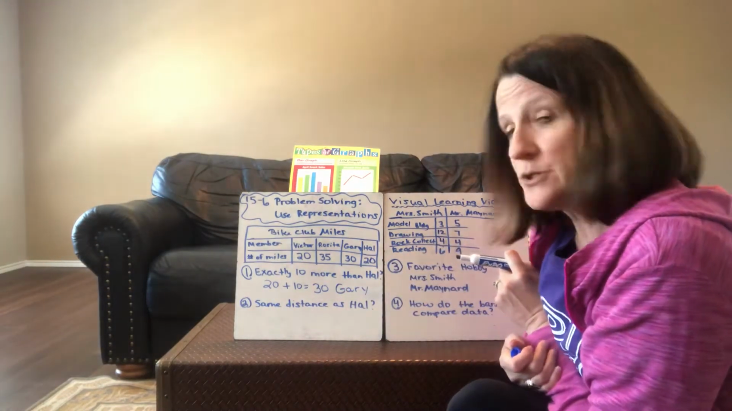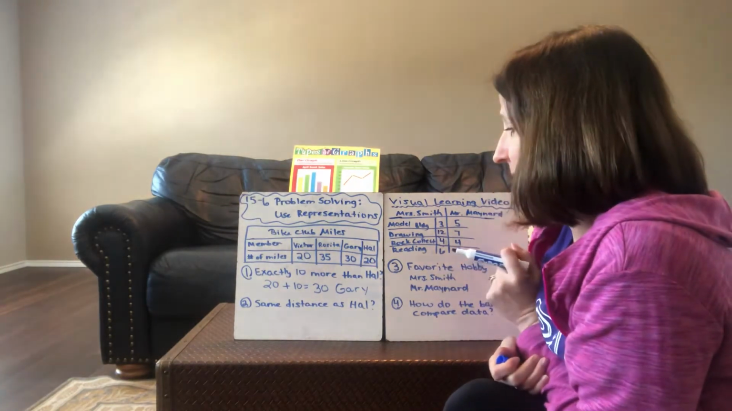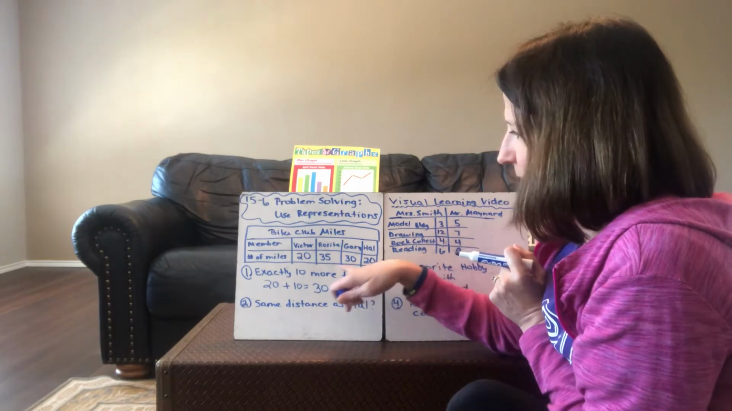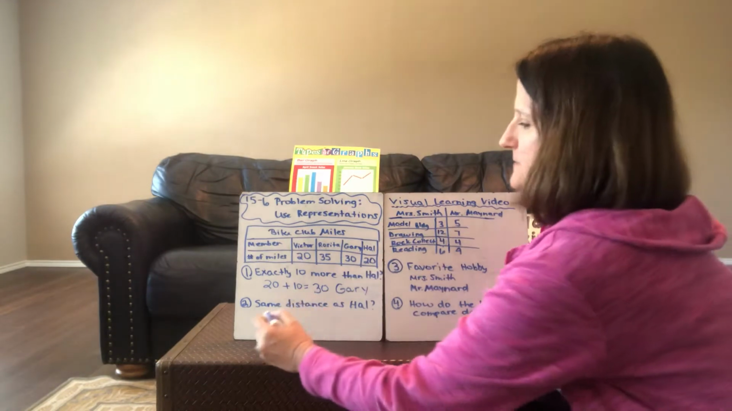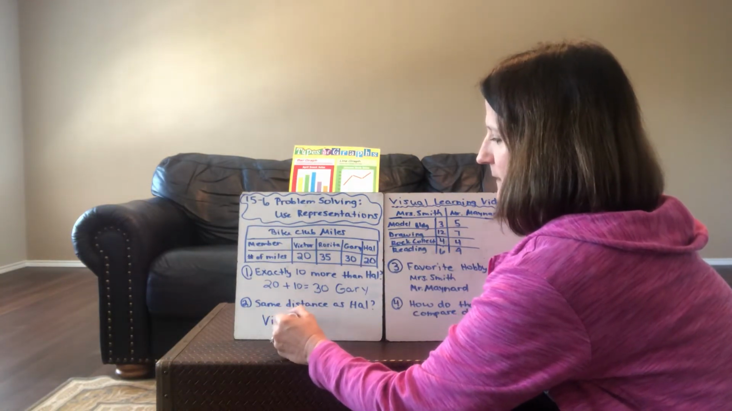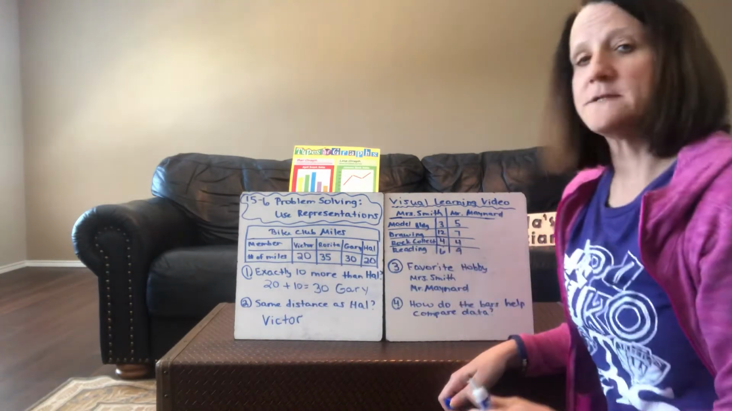Now number 2 says which one has the same distance as Hal. So Hal has 20, and we see who else has 20. Yep, Victor. So Victor also has 20.